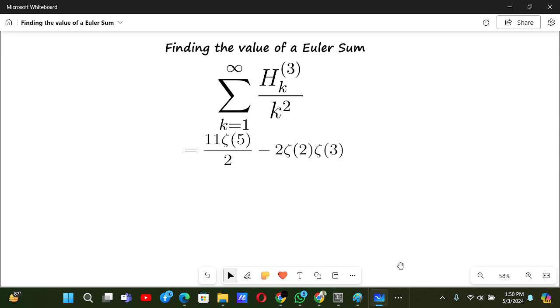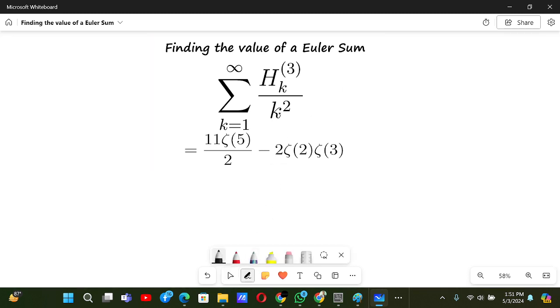Finally, after 3, 4 or more videos on the Euler sum and the necessary tools that belong to Euler sum, we are finally dealing with a problem where we have to find the value of a sum, basically the value of a Euler sum. This is the sum from k equals 1 to infinity of the kth harmonic number of order 3 by k squared.